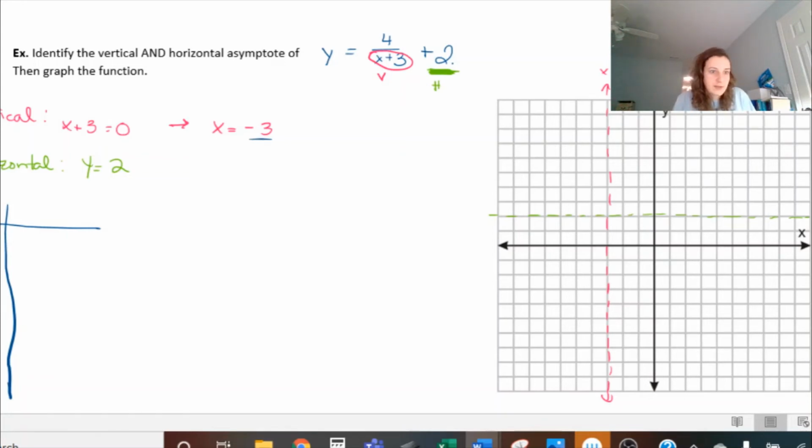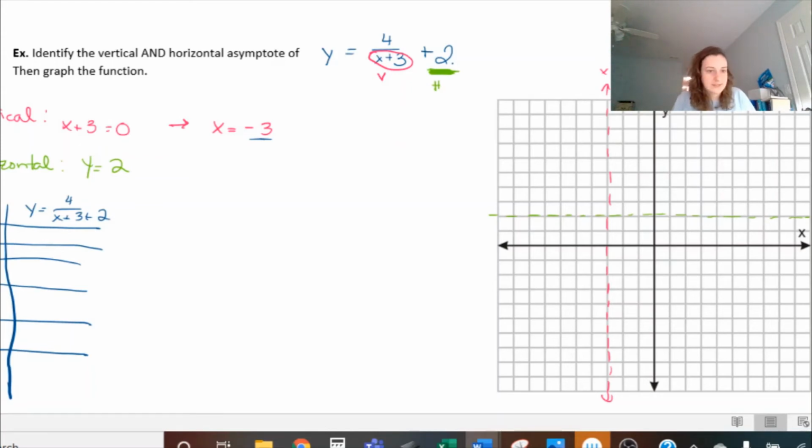So if I choose smaller, then that's going to be -6, -5, -4, and then larger is going to be -2, -1, and 0. So we're skipping -3, because it's not going to exist at -3. That's your asymptote. That's where the denominator is going to be 0, and it's going to produce an undefined result. Okay, so for the y values, y is equal to 4 over x plus 3, plus 2. Now notice that we already did 4 over x plus 3, and we got those values already.